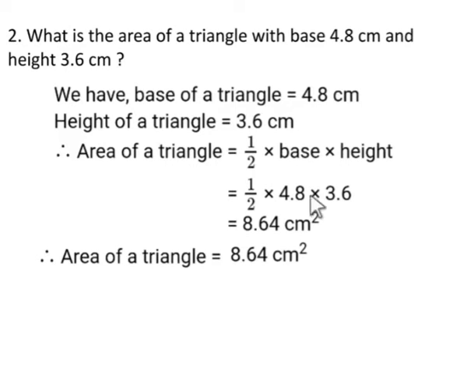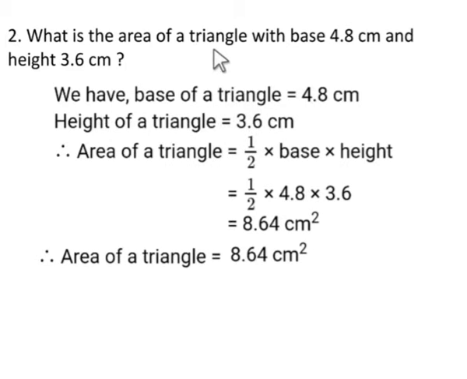Second, what is the area of a triangle with base 4.8 centimeter and height 3.6 centimeter? Children, in this example, base and height of a triangle are given. You have to find the area of a triangle. For that, first we will write the given part. Here the base of a triangle is 4.8 centimeter. Height of a triangle is 3.6 centimeter.